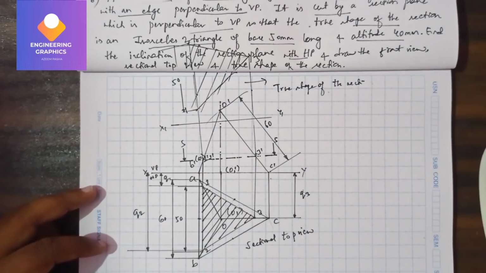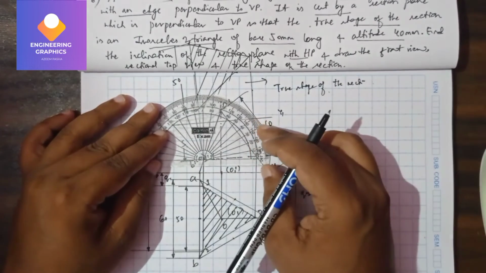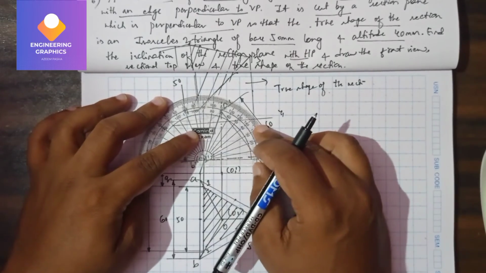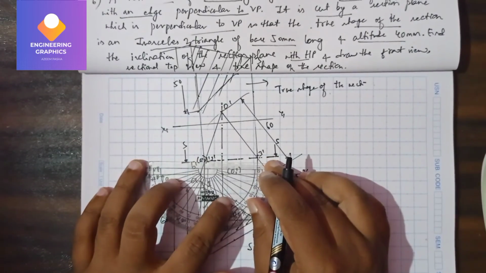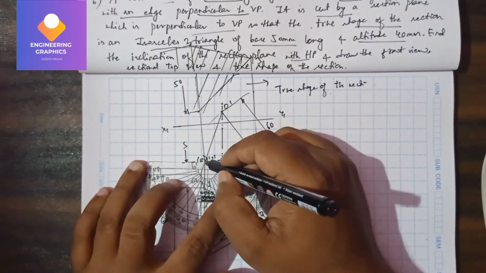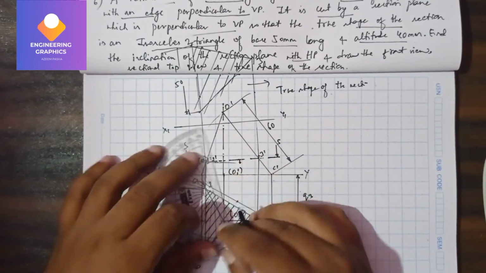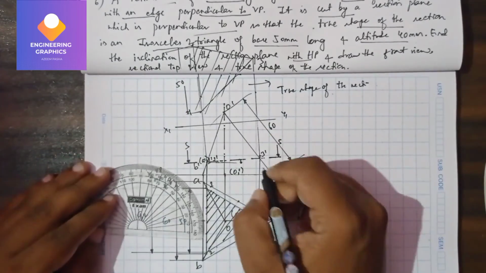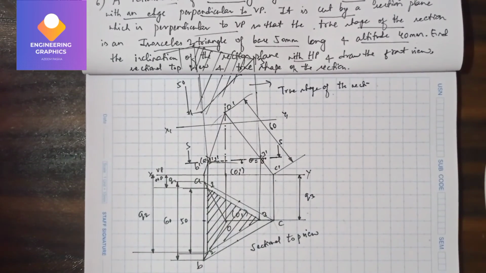Now we have to find out the angle here, how much angle it is having. First I will draw one straight line, and then it is easy to find out the angle. So it is having an angle of 8 degrees. Okay, so this completes the problem.